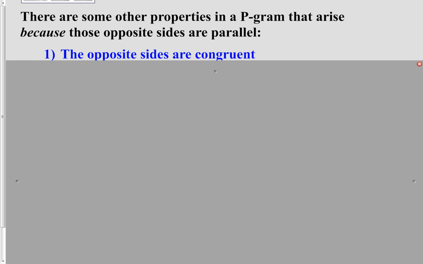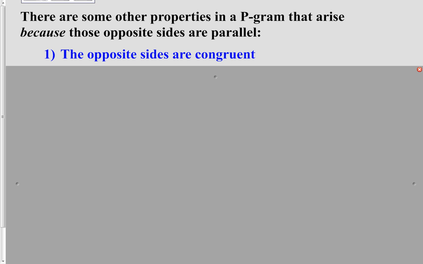Okay, now I'd mentioned earlier that there are other properties that go along with being a parallelogram, so here they come. Other properties in a parallelogram arise because those opposite sides are parallel. Now when you take a quadrilateral and you force its opposite sides to be parallel, here's some other stuff that happens. It also forces the opposite sets of sides to not just be parallel, but to also be congruent.